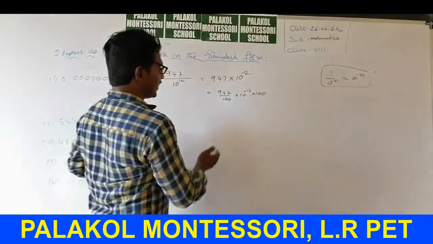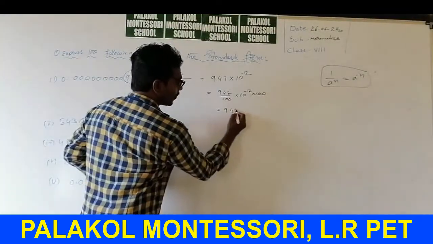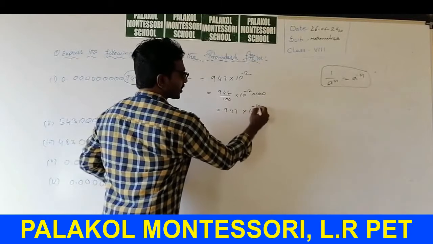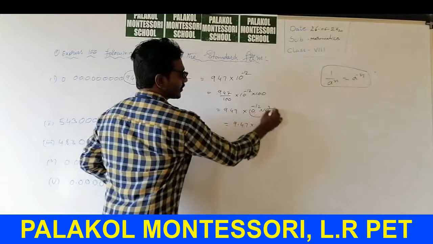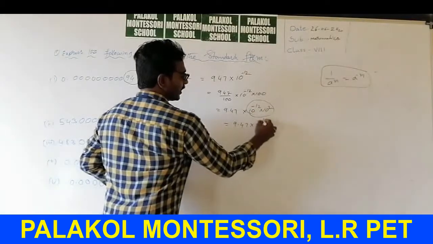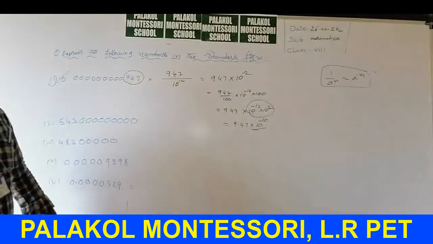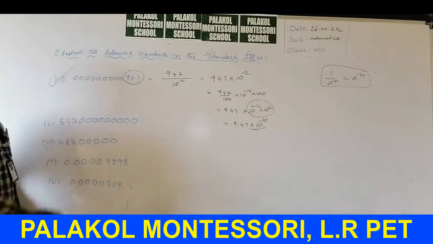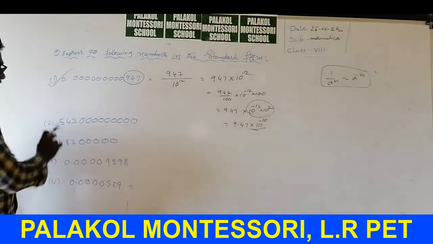Okay. Now see, this 100 is there. That's why simply 9.47 into 10 power of minus 12 into 10 square. With this simplification, you get 9.47 into 10 power of minus 10. That's over. Come to this one, it's not a decimal number, it is directly an integral number.